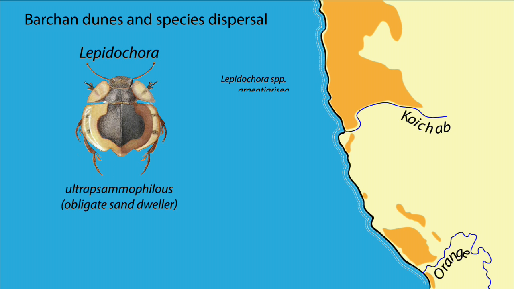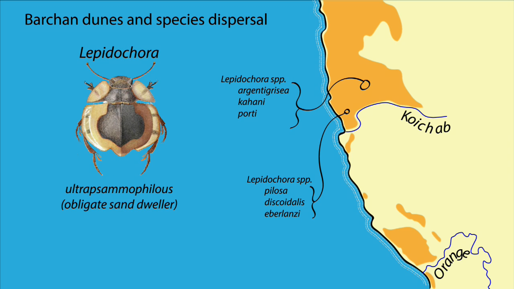Three species, Argentogrycia, Kahani, and Portai, are found in the dune sea of the central Namib. Three other distinct species, Pelosa, Discoidalis, and Eberlandii, are also found in the southern Namib at isolated dunes such as at Bougainfels and at Grillenthal, just south of Luderitz. These beetles are also found in the central Namib, probably seeded by northward migration of sands across the Koichab River.